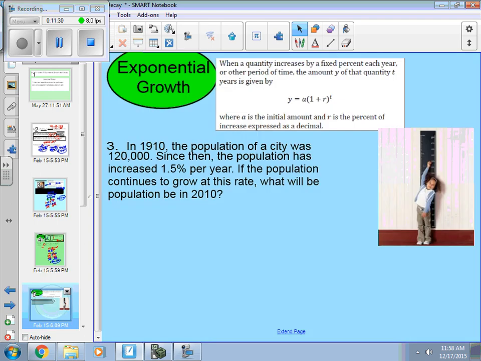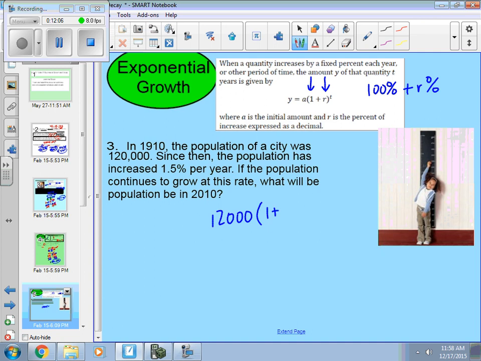All right. The other type of problem you might get is exponential growth. It's the same thing. If it's growth, though, you want to add your percentage growth onto 100%. Okay, as a decimal then, 100% is 1, and your rate would be whatever the rate is as a decimal that you'd want to put in here. So number 3 says, in 1910, the population of a city was 120,000. That looks like our starting value. Okay, since then, the population has increased 1.5%.